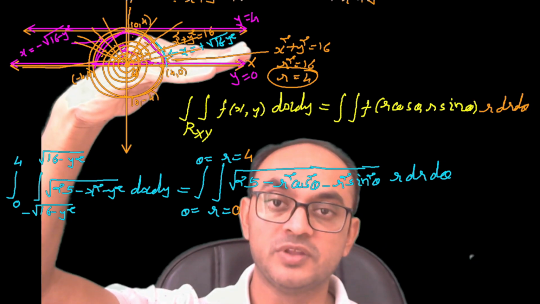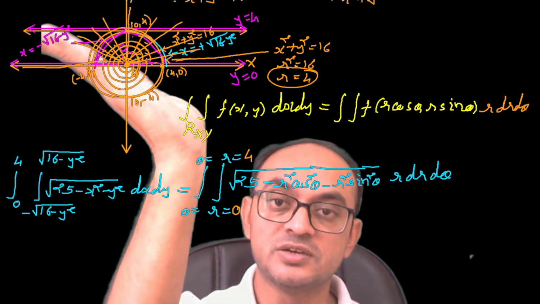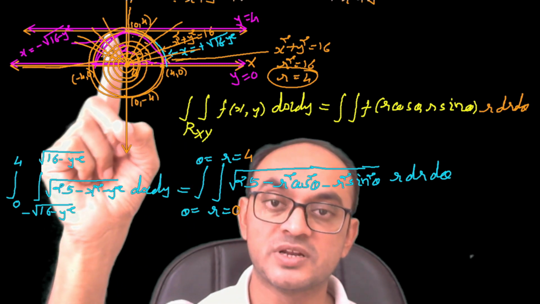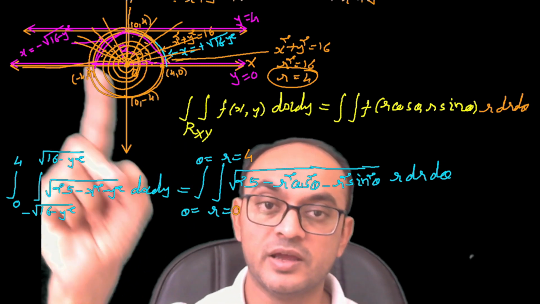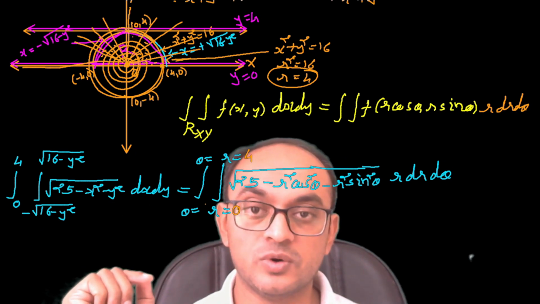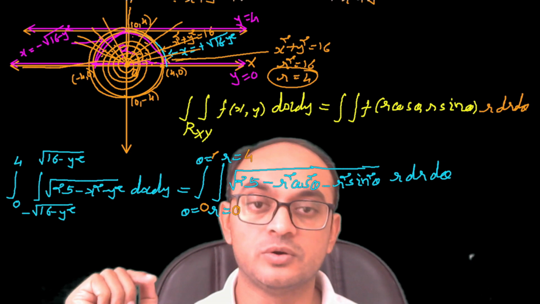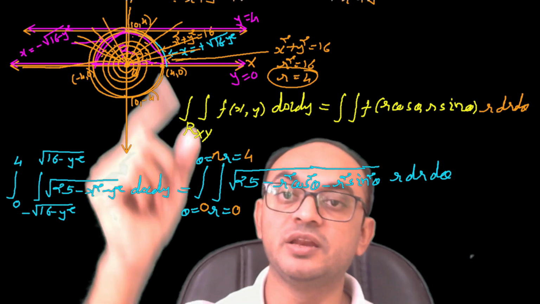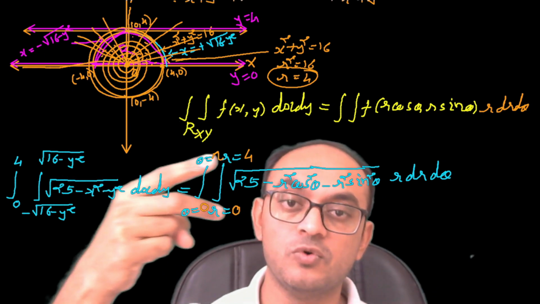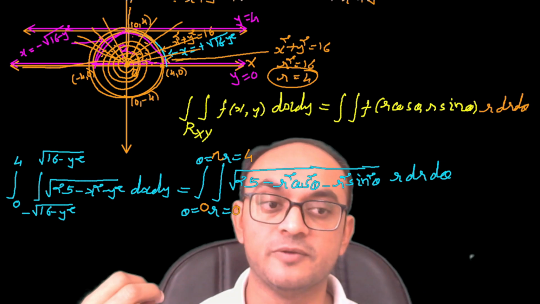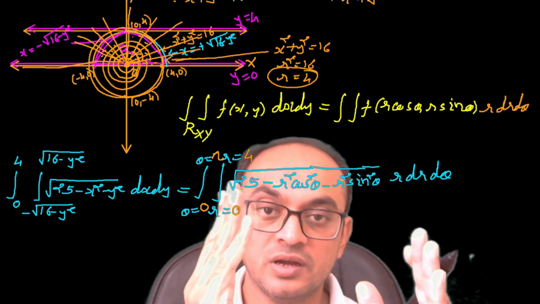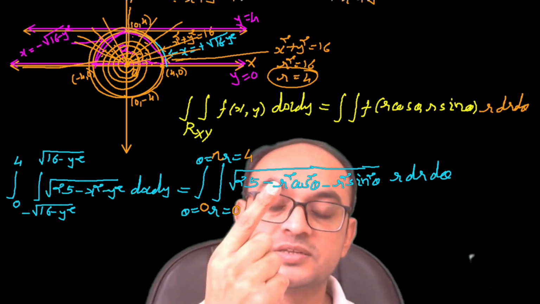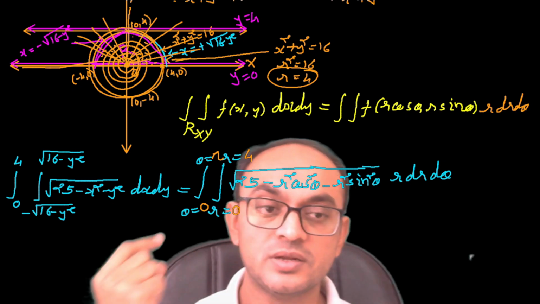So starting from theta equal to 0 to theta equal to 180 degree, which fixes only this half circle. Clear? And so what is my theta? Theta is equal to 0 to theta equal to pi. So this is how we write the limits in polar coordinates. r equal to 0 to 4, theta equal to 0 to pi. What is the integral quantity? 25 minus r square cos square theta minus r square sin square theta.